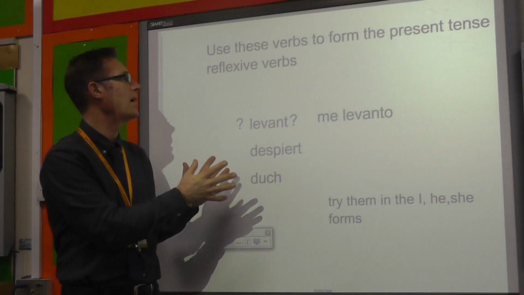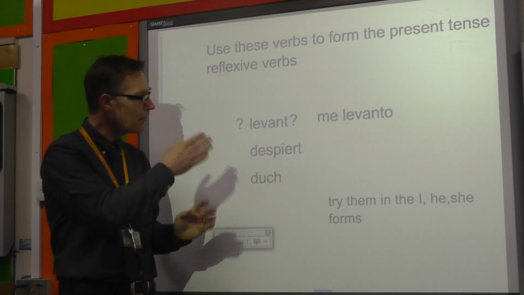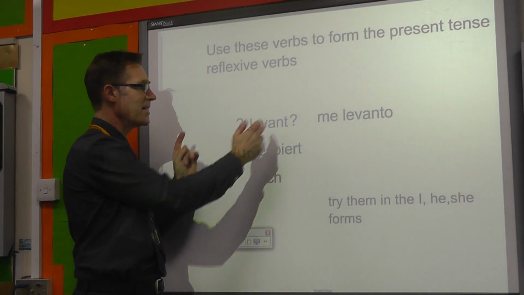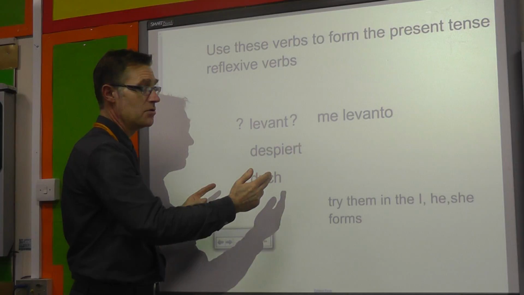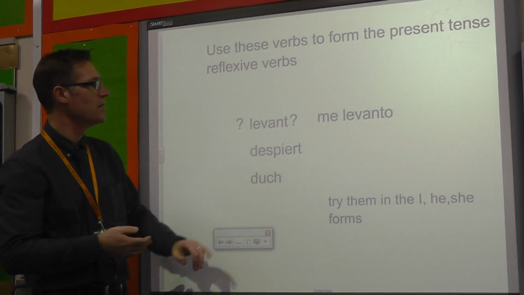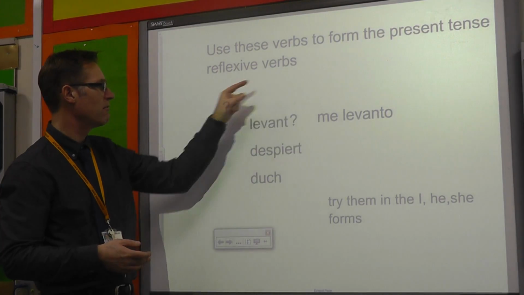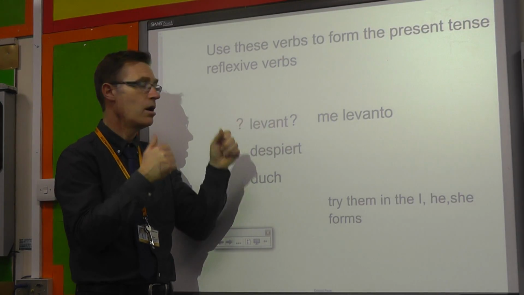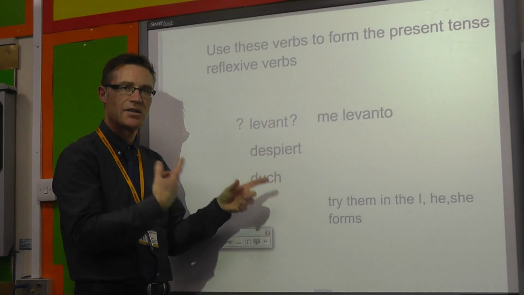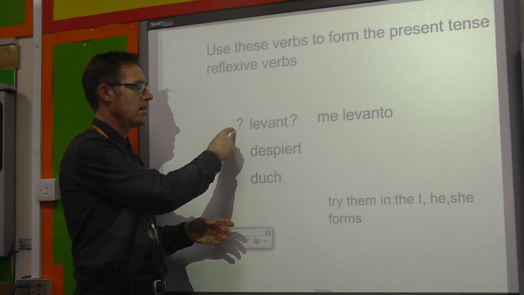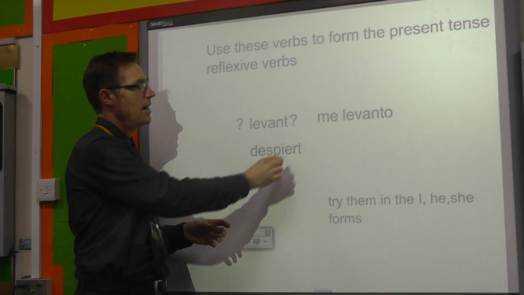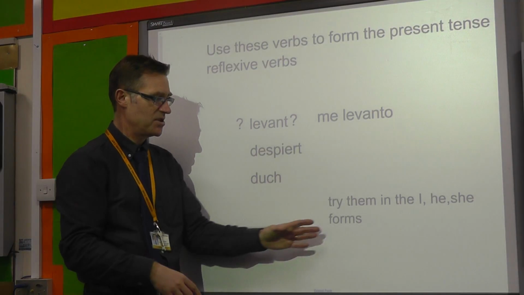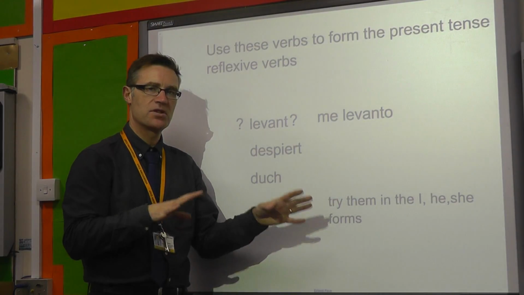So here's a little activity for you to do. What I've done is I've taken 3 of our verbs for the moment. So I've got levantarse, despertarse, ducharse. And what I'd like you to do, I'd like you to put in the reflexive pronoun and of course the appropriate ending for the verb in the present tense. Okay, so just run that again. I'd like the reflexive pronoun here, and I'd also like the appropriate ending for the present tense verb. Just to get used to it, just try the I, he, she forms, just to start with.